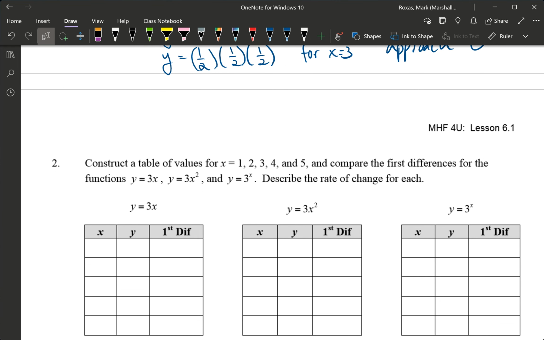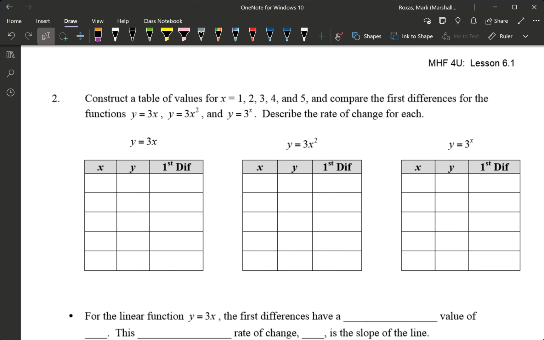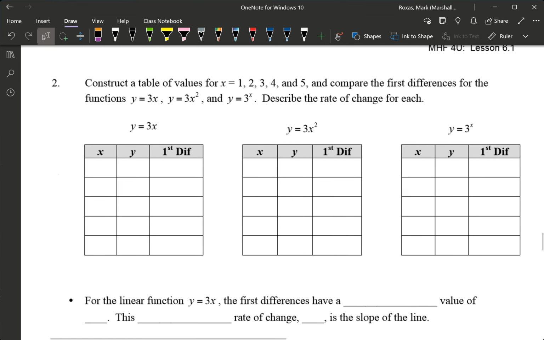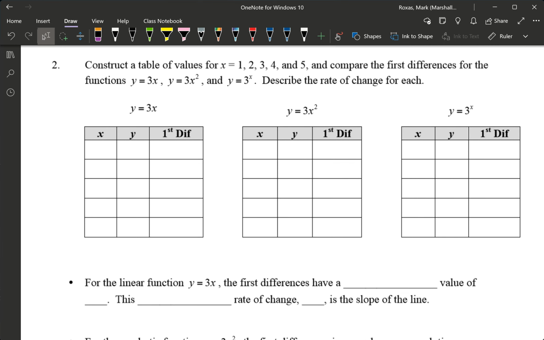Okay, let's look at number 2. Construct a table of values for x equals 1, 2, 3, 4, 5, and compare the first differences for the functions y equals 3x, a linear function, y equals 3x squared, a quadratic function, and y equals 3 to the power of x, here's our exponential function. Describe the rate of change for each. So let's quickly fill in some of these values. For x equals 1, 2, 3, 4, 5, I want you to fill in the corresponding y values using the functions above. Pause the video, take a few moments to do that.